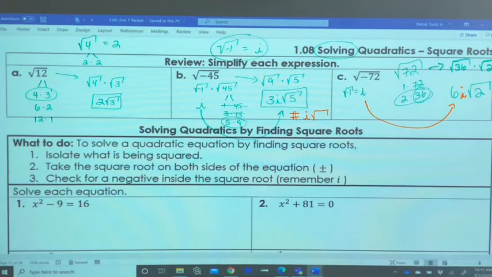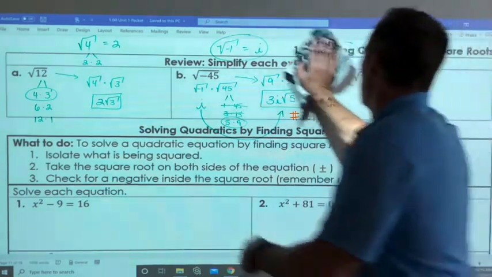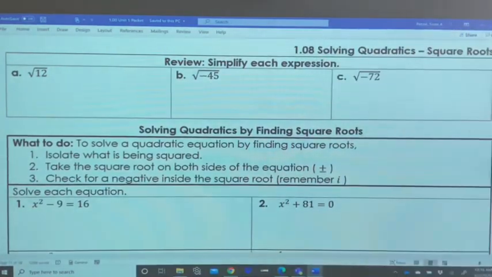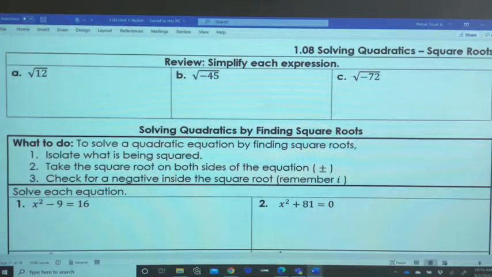So it's 6i root 2. Again, number, i, square root. Number, i, square root. Hopefully there aren't any questions with that. I'm going to roll up just so I get a little bit more onto the screen as we go through this. And it makes just a little bit cleaner view for everything.